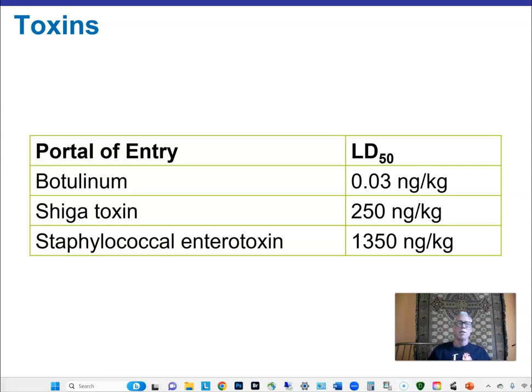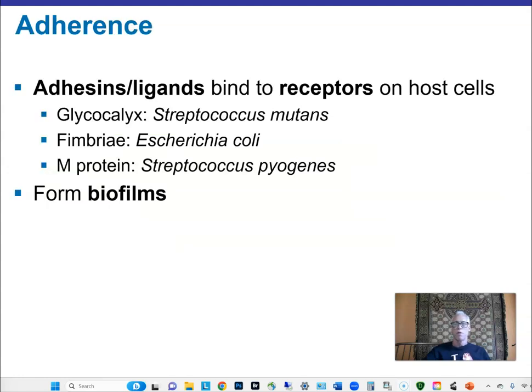So you can imagine the amount that's being injected when someone goes to a cosmetic clinic is very, very small indeed. Shiga toxin is listed there. And staphylococcal enterotoxin: when food gets contaminated by staph bacteria and it's allowed to grow sufficiently to produce at least 1,350 nanograms per kilogram of enterotoxin, that could be lethal. Of course, normally when we get sick from staph intoxication from our foods, it's much smaller amounts than that.